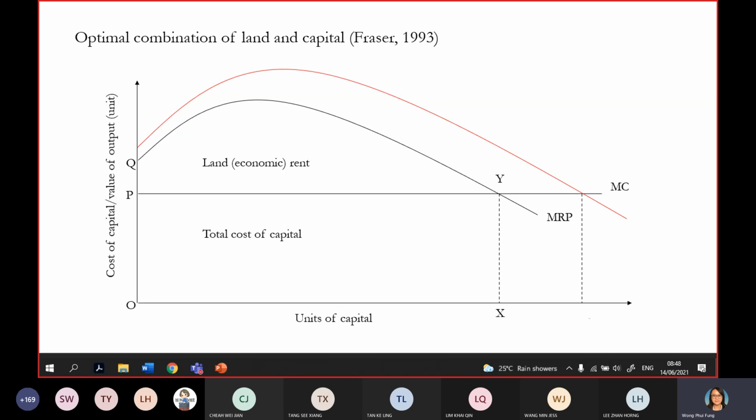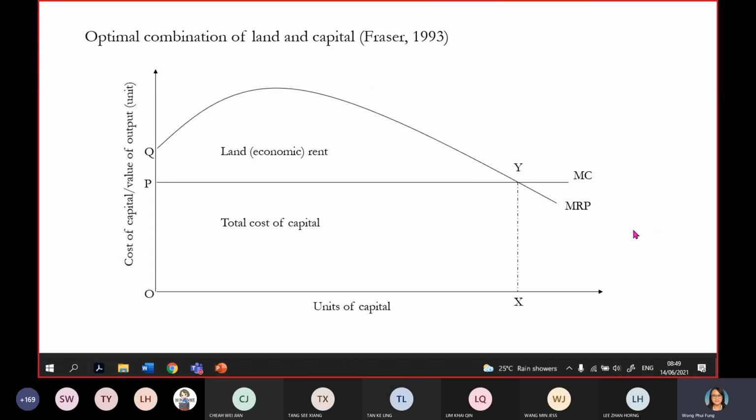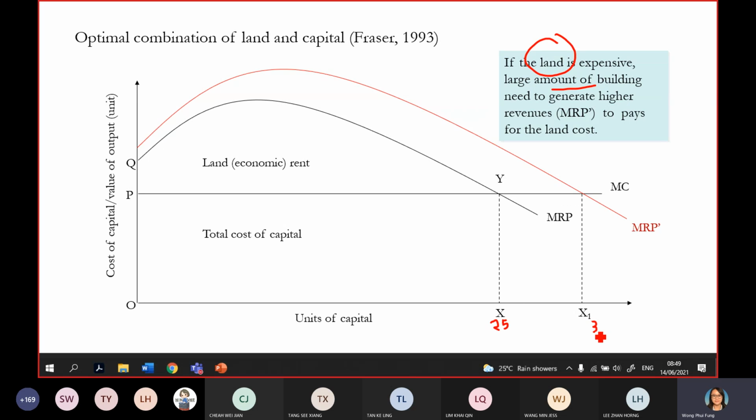Right. So in that case, as I told you, if the land is very, very expensive, a large amount of building needs to be generated to pay for the land cost. So rather than build 25 floors, like I mentioned just now, in city center, because the land is so expensive, they need to build maybe 35 floors. Okay, because when you build 35 floors, your MRP shifts outward.